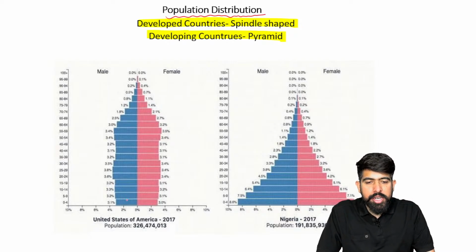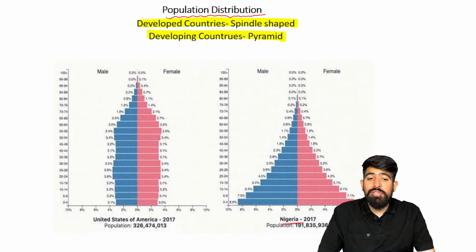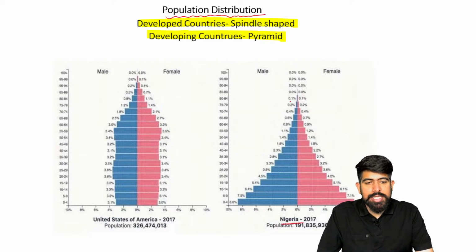It's an already developed country. Which type of shape are we seeing? We are seeing the spindle-shaped population distribution. Although, like we're talking about Nigeria, you can see here, Nigeria is a developing country. So what are we seeing? We are seeing the pyramidal shape of the population distribution.